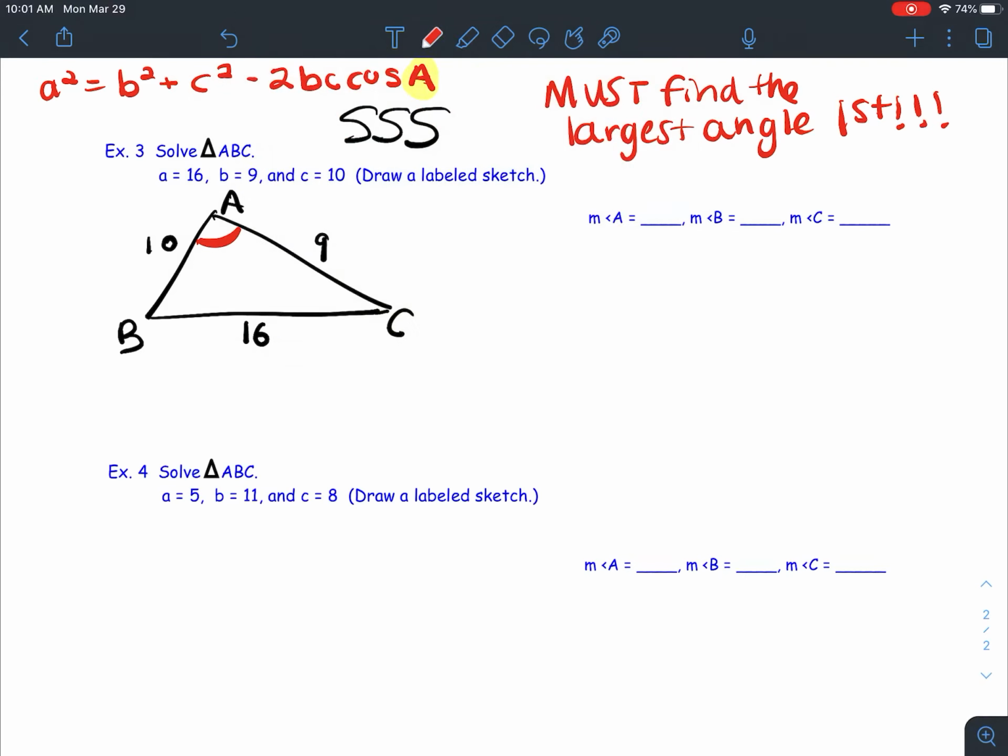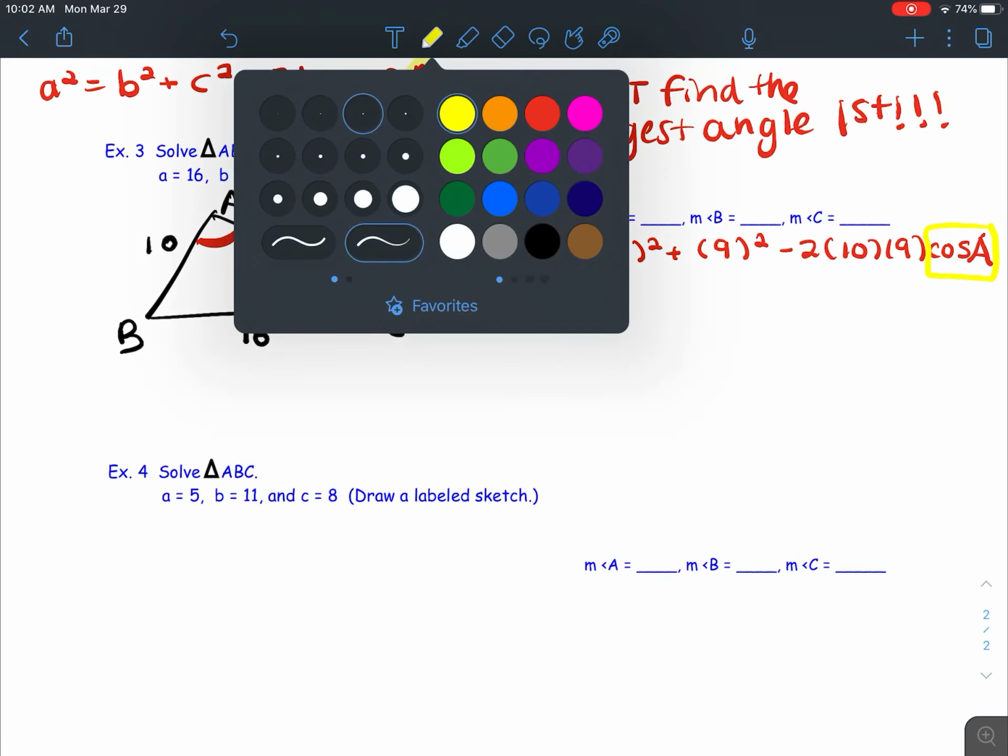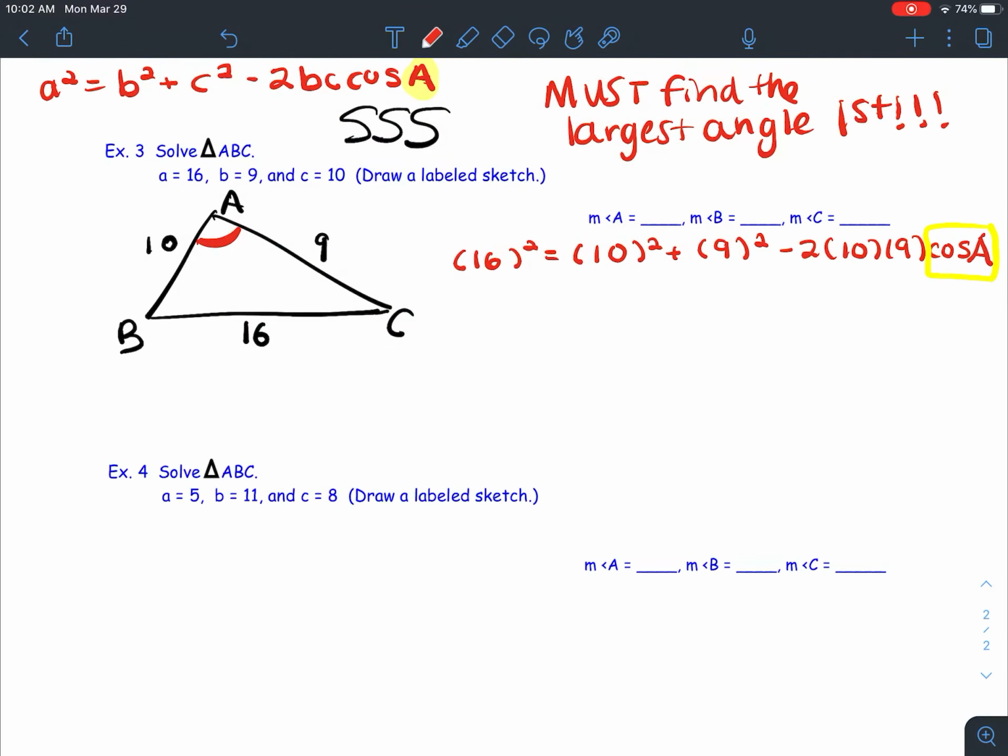Okay, so we're going to plug in, we know side A is 16. That gets squared over there. Okay, we're going to fill in our other two sides. Doesn't matter the order, we put those in. Okay, minus 2 times this, and then cosine angle A. So what we're after is we need to get this cosine angle A by itself. So we've got a lot more algebra that we're going to have to work through on this particular problem.